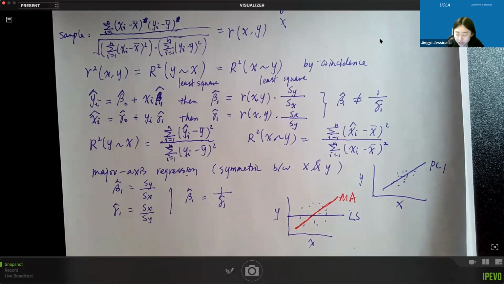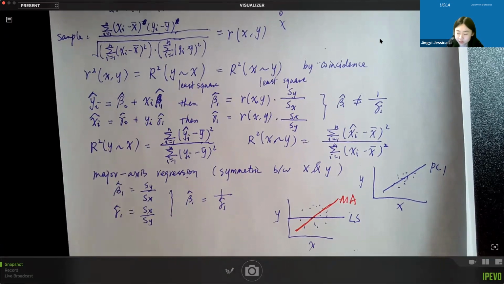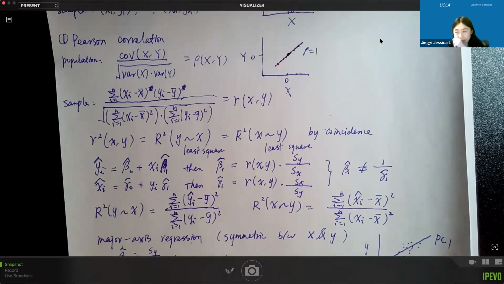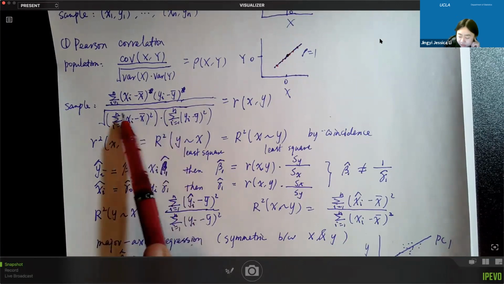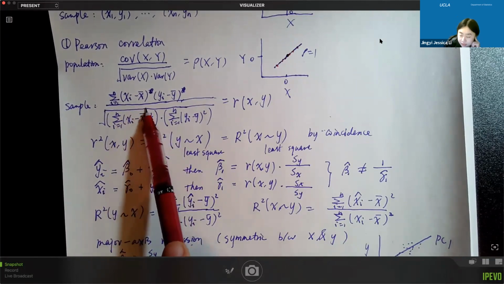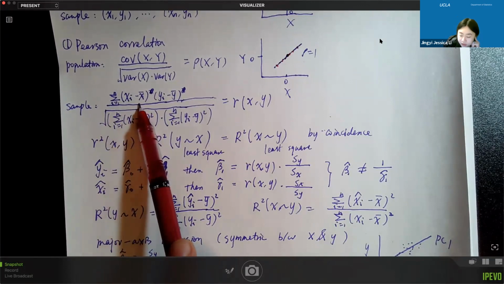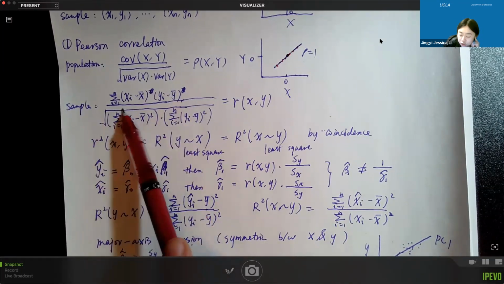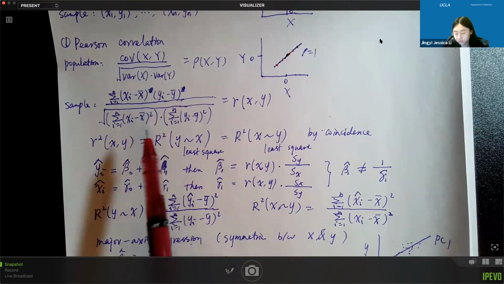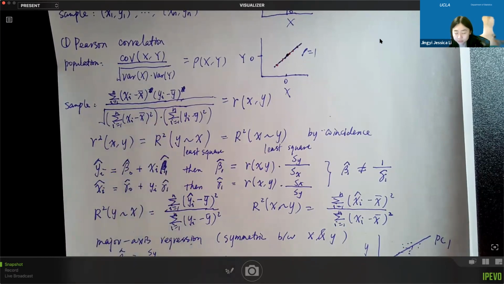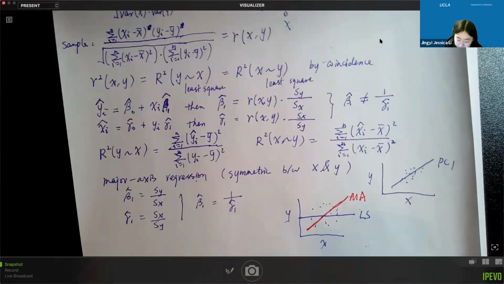Okay, Pearson correlation, although it's the most widely used measure, clearly we can see that it has drawbacks whenever there is an outlier. Because based on the sample Pearson correlation formula, we see that whenever we have an outlier with a very large xi or yi, it will change the Pearson correlation a lot. And least square as well is affected by outliers greatly. So in other words, it's not robust to outliers.